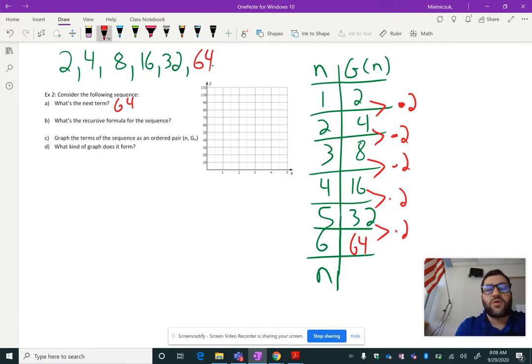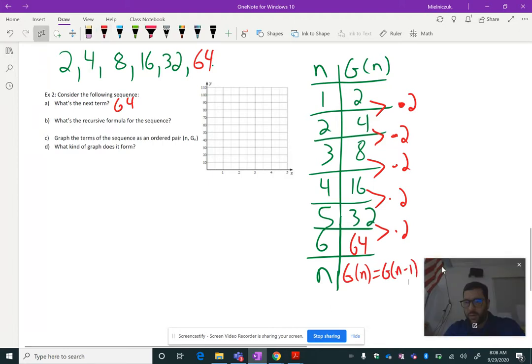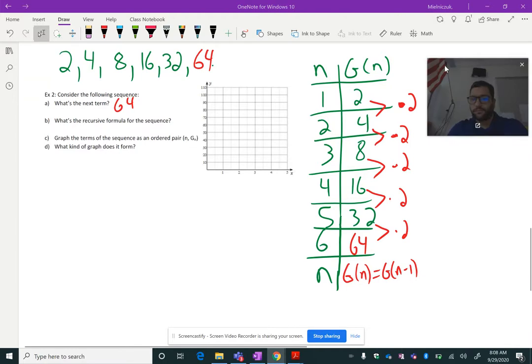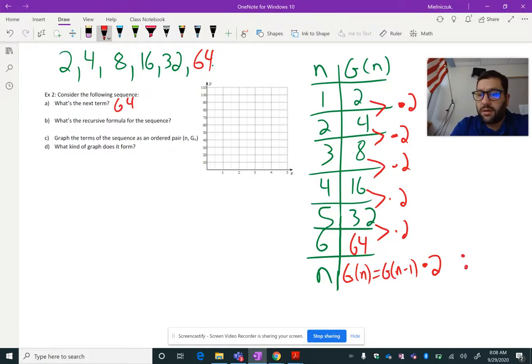Then it says, what's the recursive formula for the sequence? So remember that for the recursive formula, you must take a look at the preceding term. So we can say g of n is equal to the term before it. So g of n minus 1, times, well, what's our pattern? Times 2 when g of 1, our first term, equals 2.